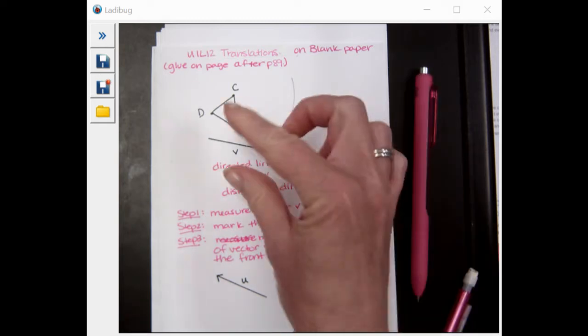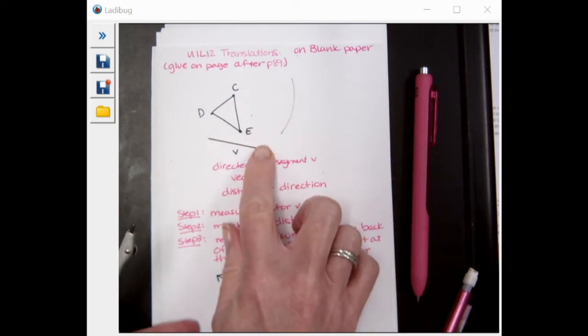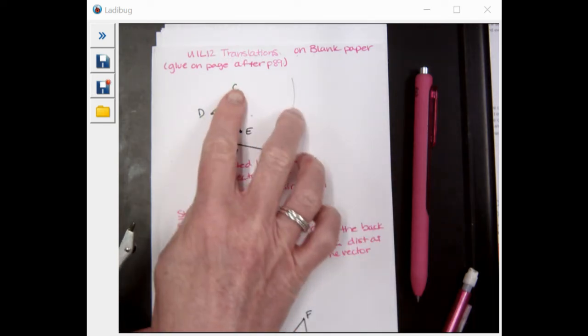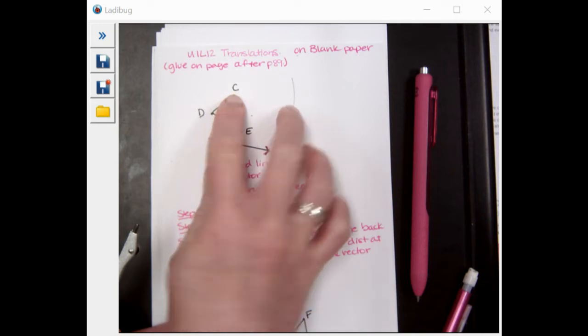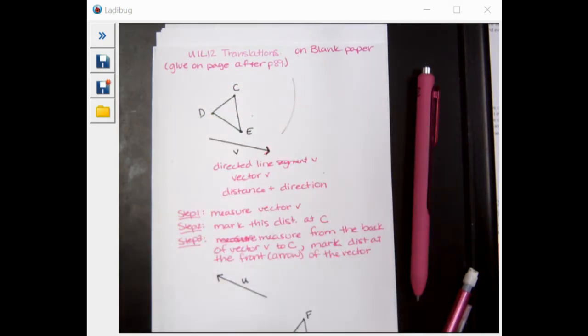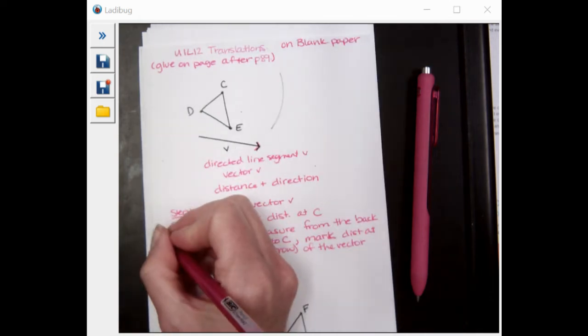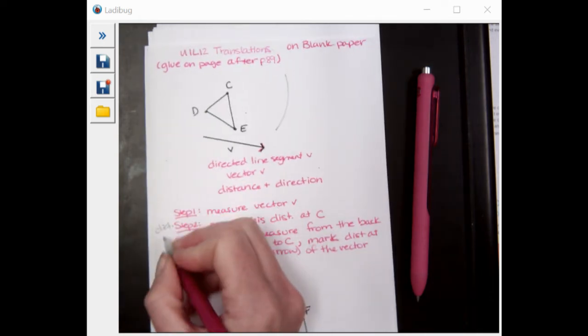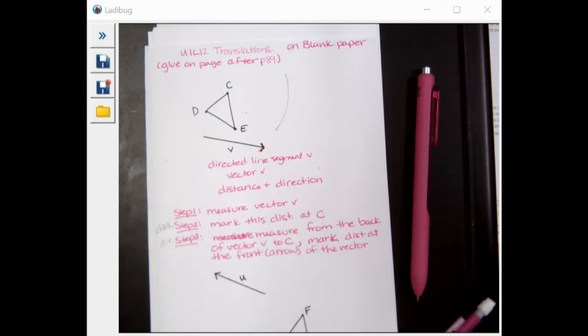So I want to move parallel to this vector. I want to move parallel. I want to make my distance this direction. So this is going to help me get the direction. This step 2 is how I got the distance. This step is how I'm getting my direction correct.